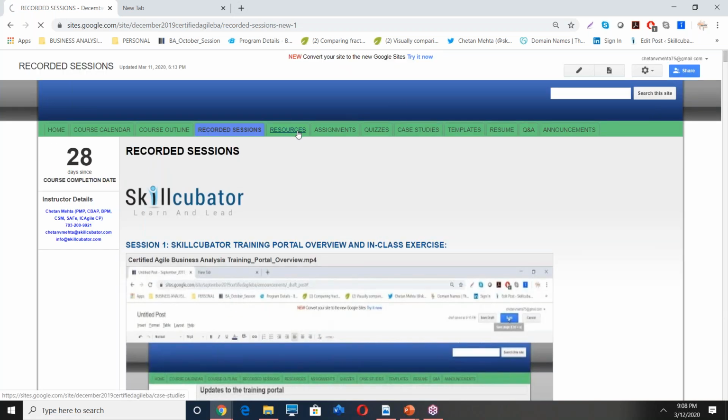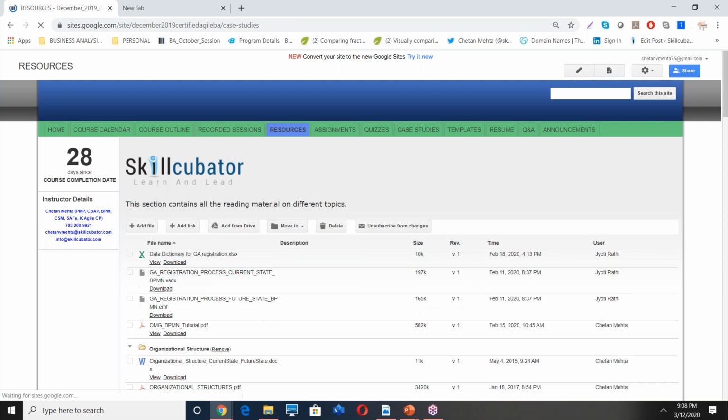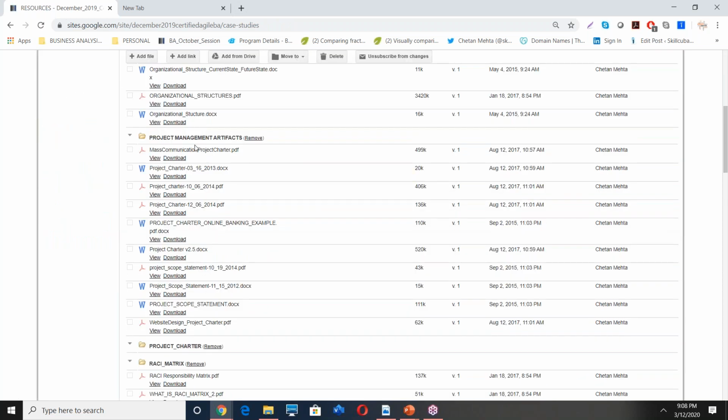The resources page is where I'll be posting a lot of reading material. As we complete a topic, we will be posting more documents, reading material, which can be PowerPoint slides, journal articles, reading articles, PDFs, all of those will be here.